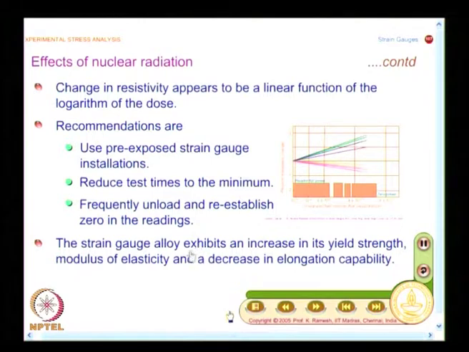And the other aspect is that the strain gauge alloy exhibits a decrease in elongation capability. So, you need to look at what damaging effects the nuclear radiation can introduce.